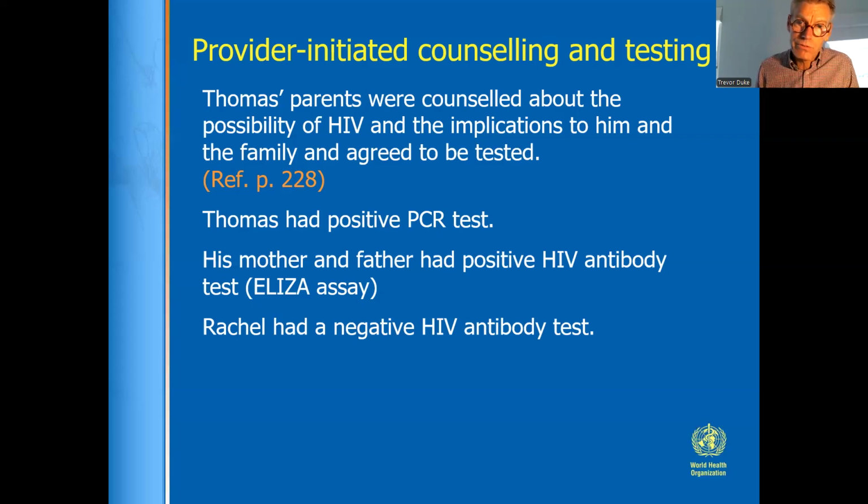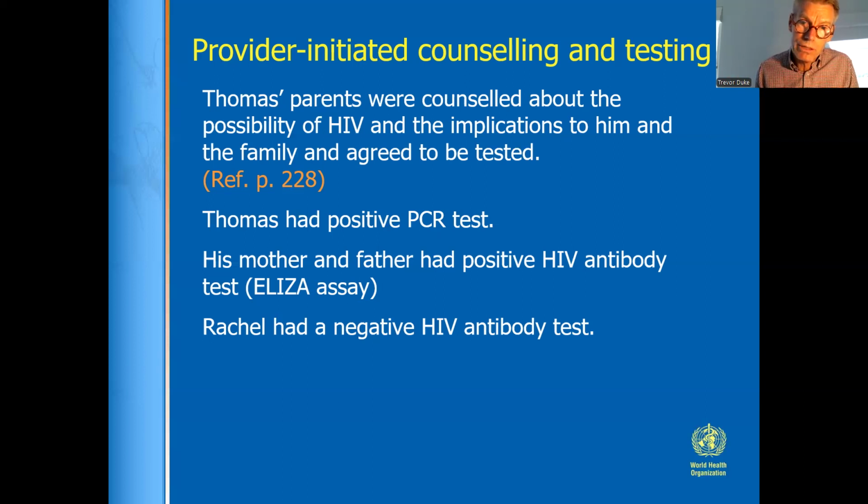Now, Thomas had a positive PCR test, and his mother and father, Teresa and Jacob, were also both HIV positive. For anyone over the age of 18 months, an ELISA antibody test is sufficient, and that confirms the diagnosis. They had a repeat test to confirm the diagnosis.